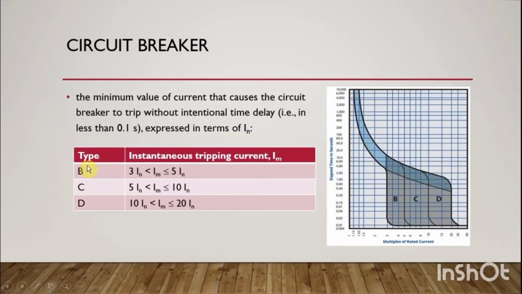So for a type B MCB, the instantaneous tripping current IM will range from 3 times to 5 times of IN. And for type C MCB, IM will range from 5 times to 10 times of IN. And type D will range from 10 times to 20 times of IN.